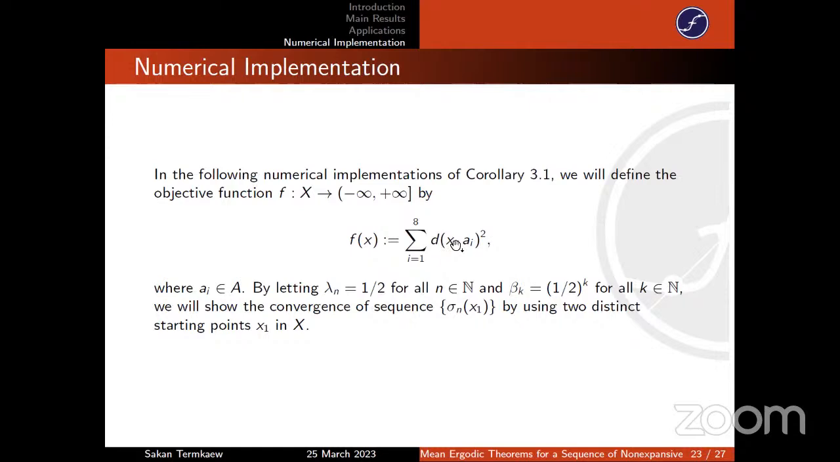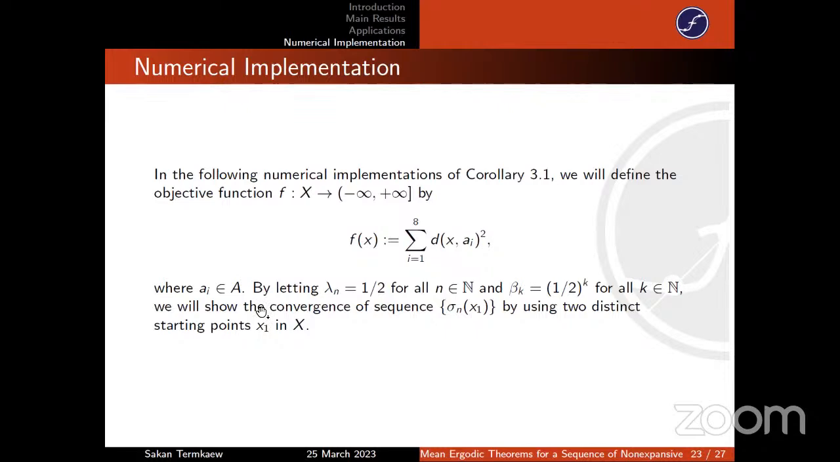This function, distance x a_i squared, is strongly upper and lower semi-continuous on Hadamard spaces. By letting lambda_n equal to 1 over 2 for all n and beta_k equal to 1 over 2 to the power k for all k, we can use the algorithm in quality T.1 to minimize this function, which gives the Cauchy mean of the data set A.